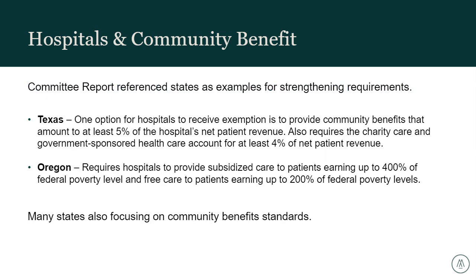The report did reference two states with examples of how requirements could be strengthened. One is Texas, which has a percentage requirement of the community benefit that needs to be provided. It also has a charity care requirement of 4% of net patient revenue. Oregon doesn't have those percentages, but they do require a certain level based on federal poverty levels: 400% for subsidized or discounted care, and 200% for free care.